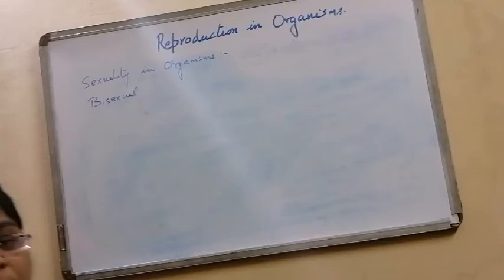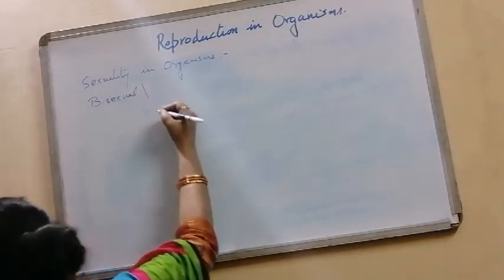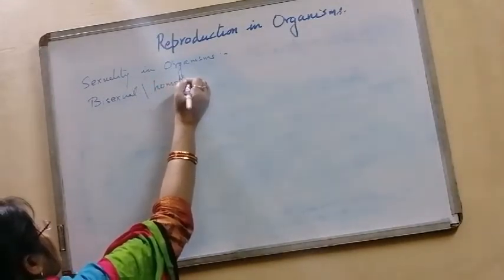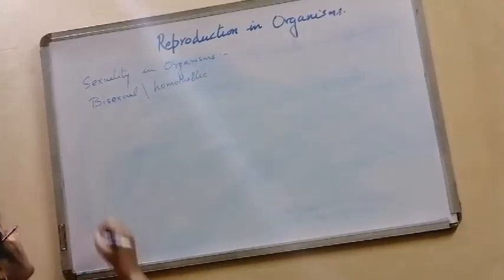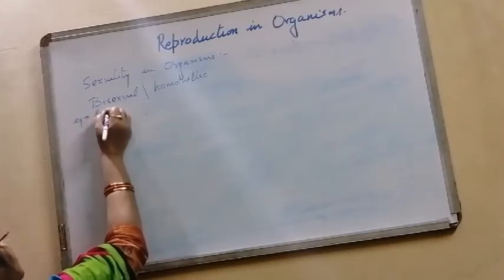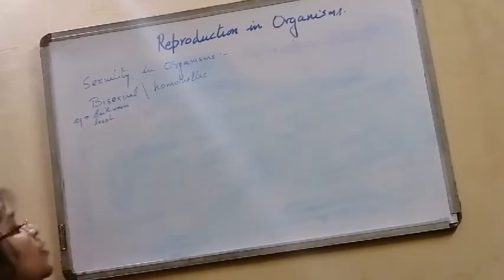What do you mean by bisexual? That is, the same organism is having both the sex organs. They are known as bisexual, or what we call homothelic. Examples of bisexual organisms: you must have read about earthworm, leech. They are bisexual. A lot of flowers are bisexual. They have both male and female organs in the same flower. One of the best examples is your hibiscus.